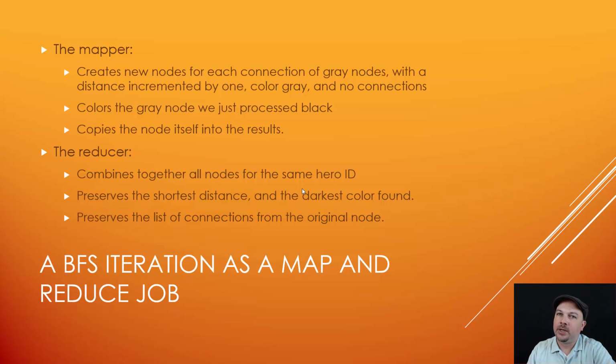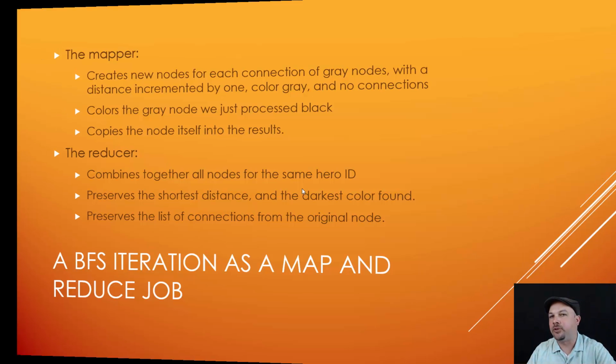into the results. The reducer is responsible for tying it all back together. So it will combine back together all the nodes for a given superhero ID, preserving as we go the shortest distance that it finds and the darkest color. And it also preserves the list of connections from the original node that we output from the mapping stage, so we don't lose any information.